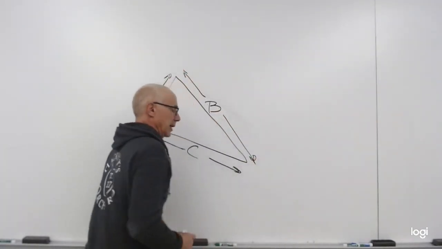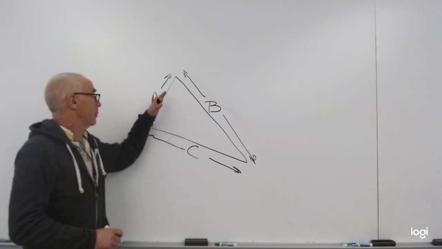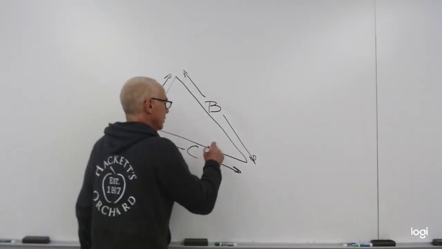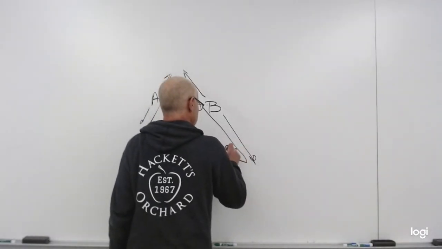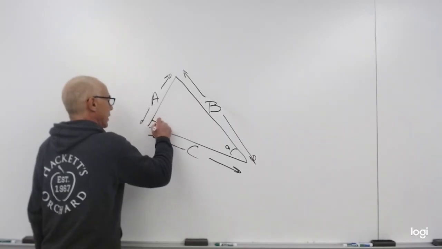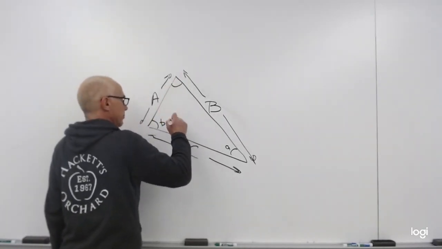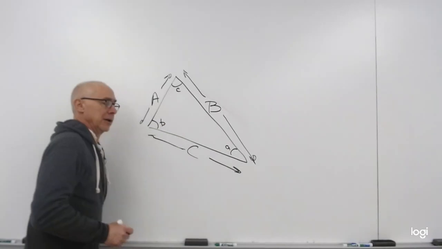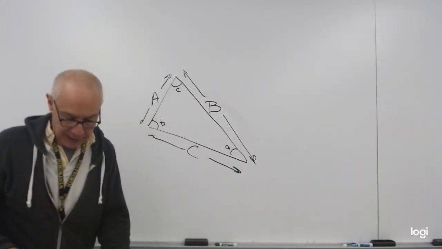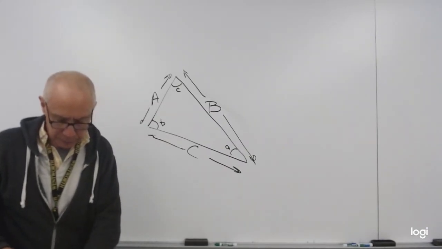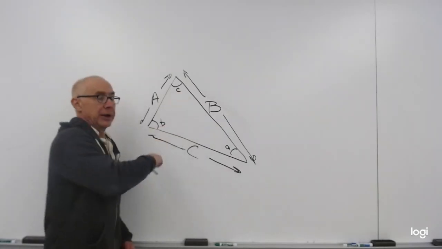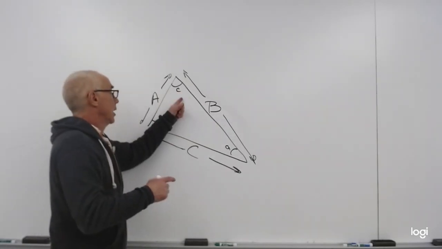I'm going to label the angles opposing each of the sides with a lowercase of the same letter. So I'll call this one lowercase a. Opposite B, we're going to have lowercase b. And opposite C, we're going to have lowercase c. It's a small letter. So imagine that we have a case where we know A, B, and the angle in between, lowercase c.